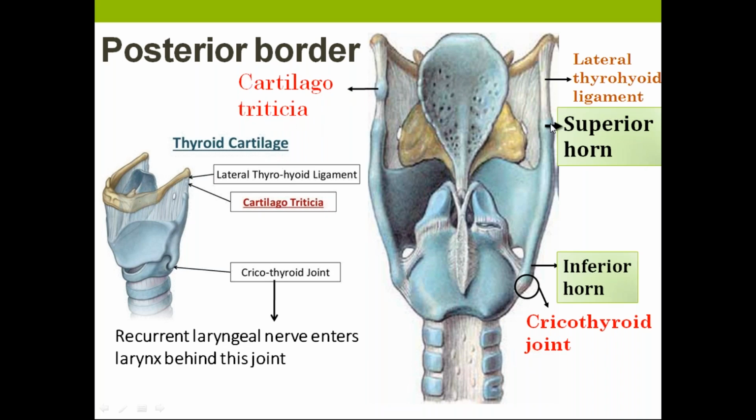The inferior horn is the extension of the posterior border in the inferior part, which articulates with the cricoid cartilage to form the cricothyroid joint. The recurrent laryngeal nerve, which supplies the larynx, enters the larynx behind this joint. This is the anterior view, and this is the posterior view of the larynx. Now I think you are clear about the anterior and posterior border of the thyroid cartilage.